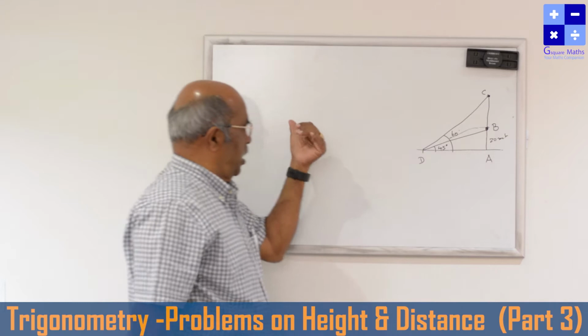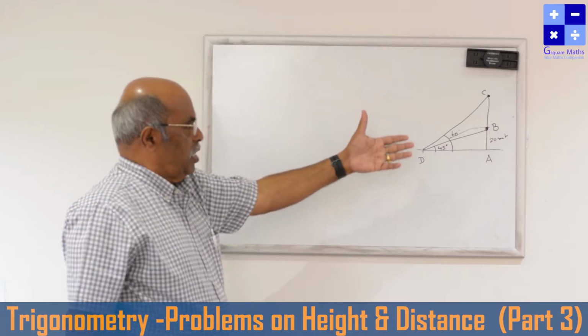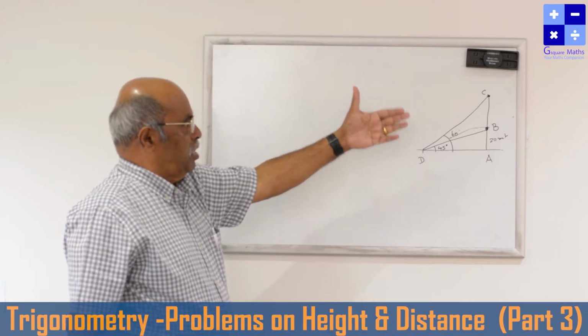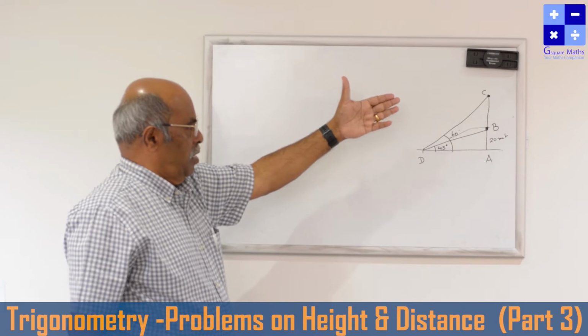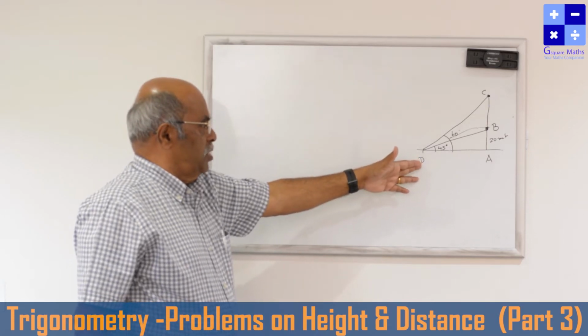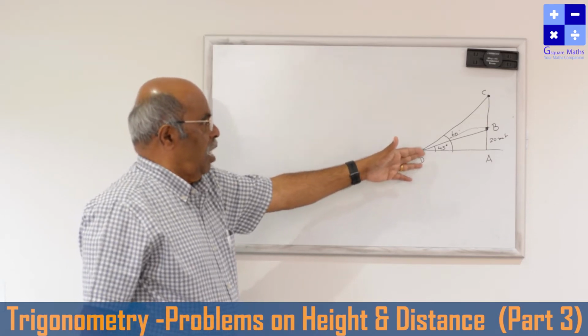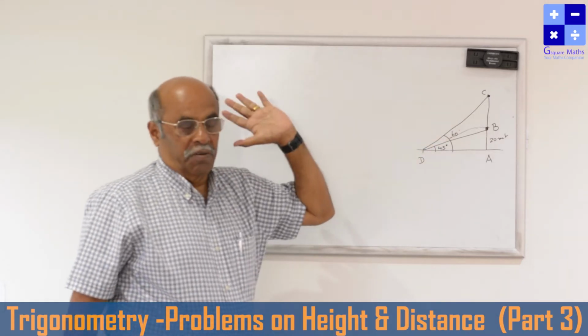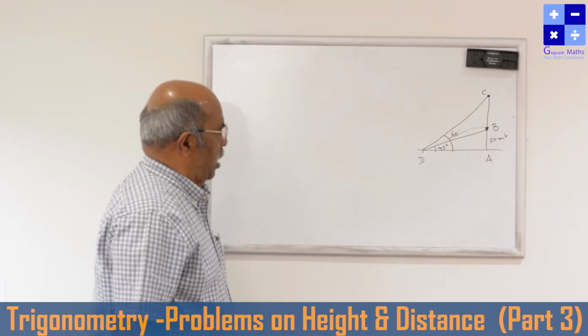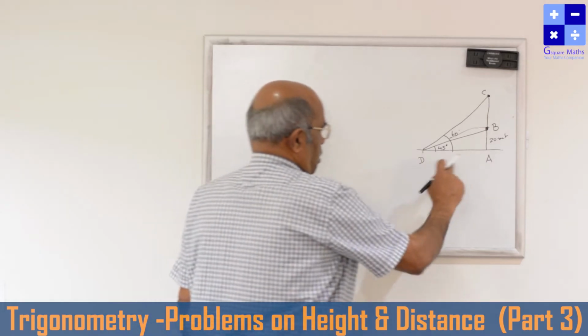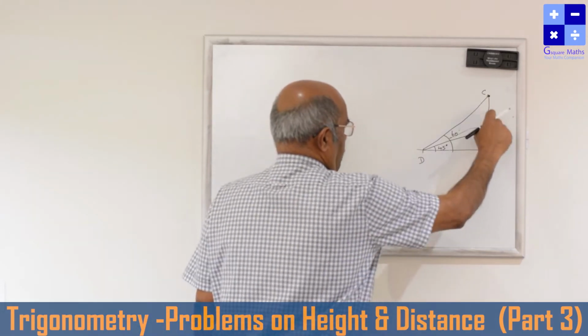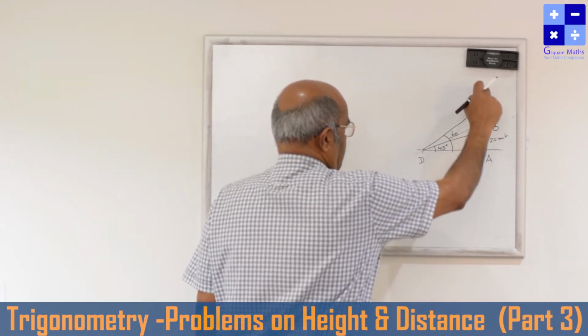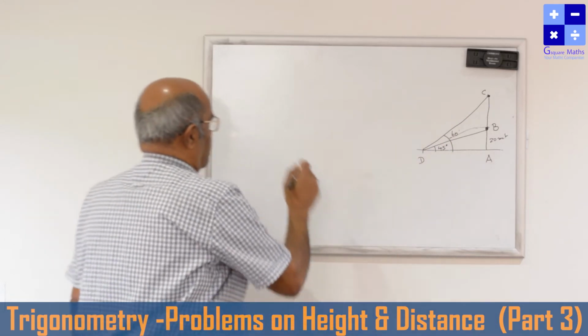So write a small narration about this picture. Let AB be the building, let BC be the transmission tower. The position of the man is D. And we are asked to find out BC. That's all. So there are two triangles: one is DAB and another is DBC.